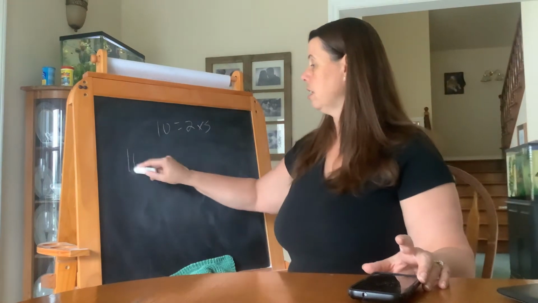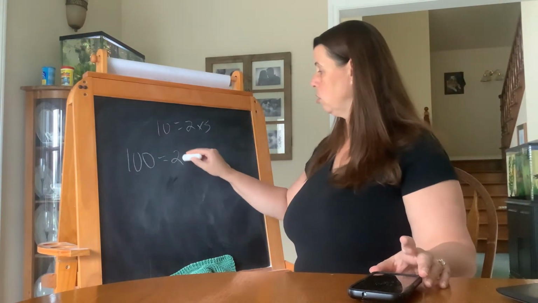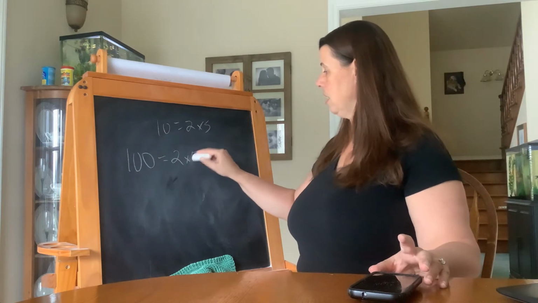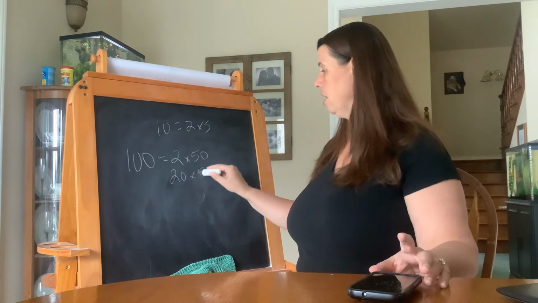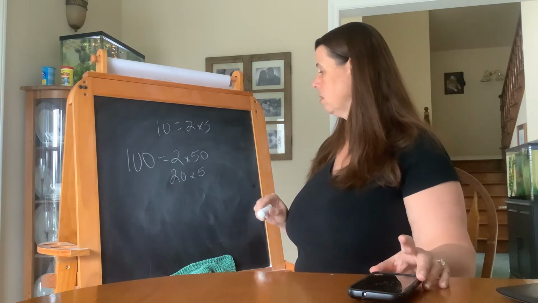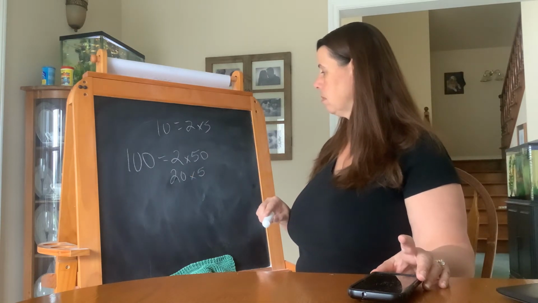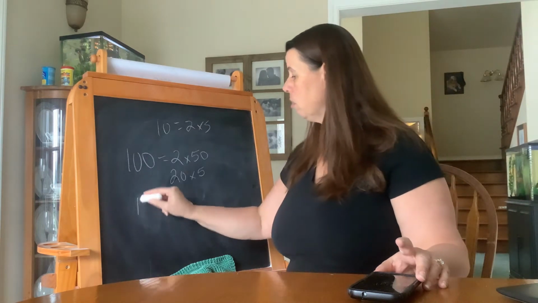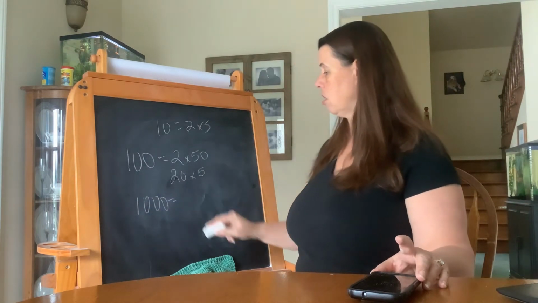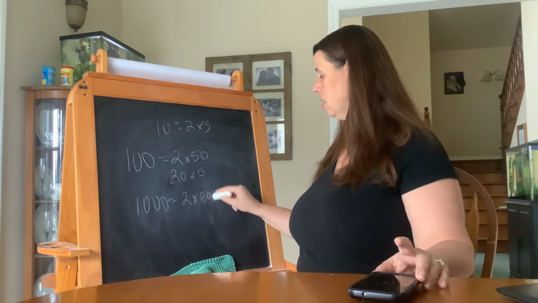So 100. How can we make 100? Well, we could go 2 times 50. We could go 20 times 5. I think that's it, because it can only be 2s and 5s. Now, you're going to do it with 1,000. I'll get you started. You can start with 2 times 500.